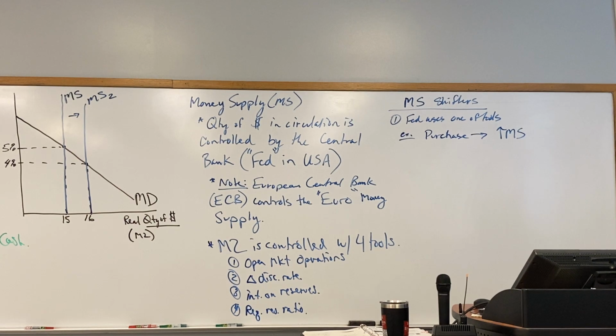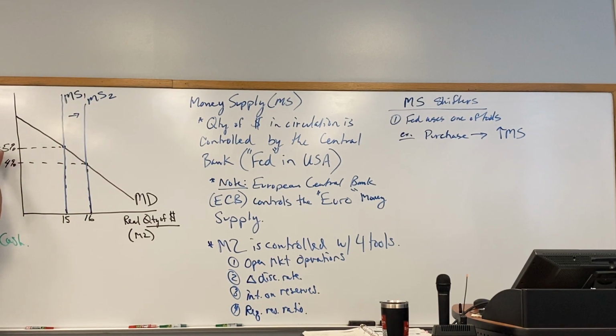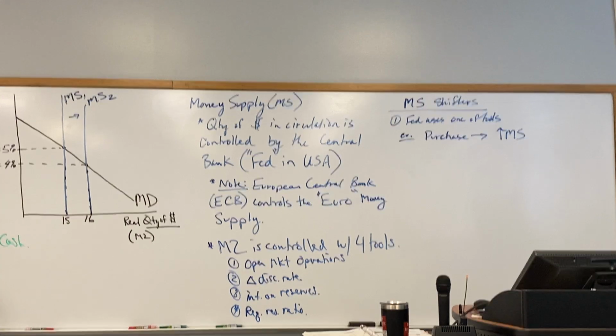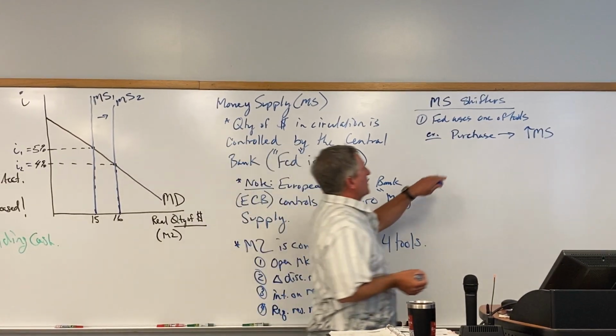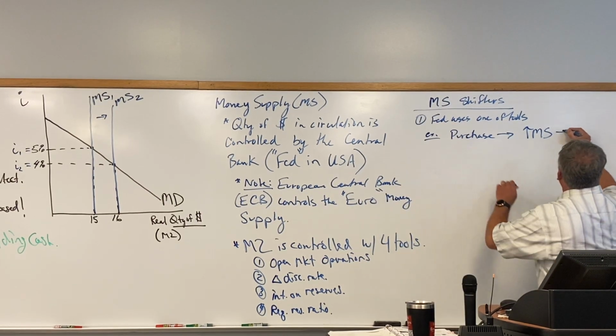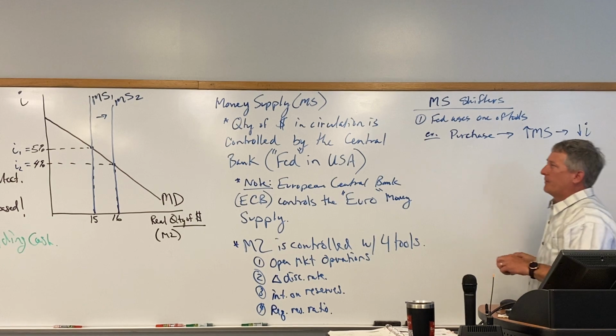It went down, right? So if we started here with our initial equilibrium with MS1, that means we started off here with interest rates at 5%, and using the notation we've been doing, we'll put I2 here. The new interest rate is lower at 4%. So an increase in the money supply leads to a decrease in interest rates.